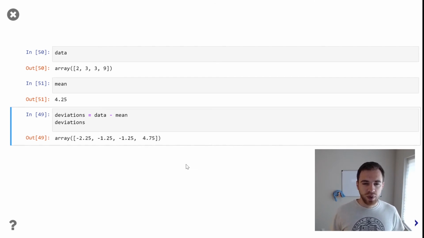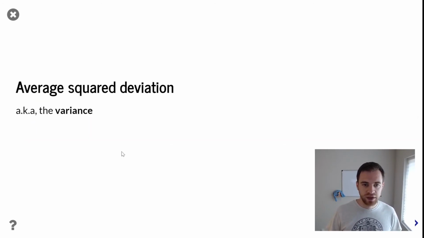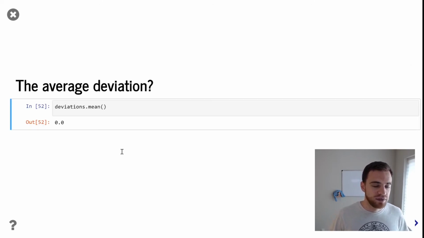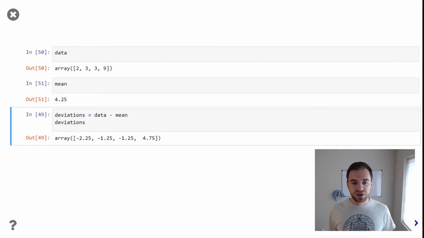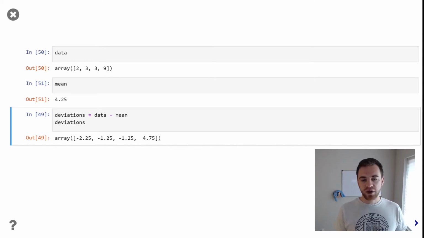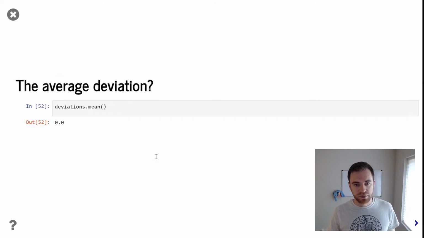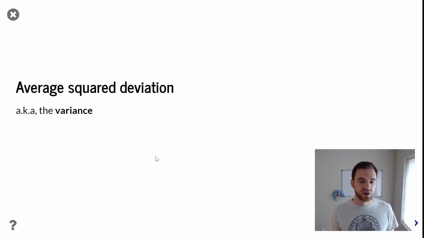So what do we do? Well, I don't really care whether I'm to the left or to the right. I'm going to take the absolute value of the negatives, and that'll give me the absolute deviation. But it turns out that we don't actually do this that often. It's totally valid to do this. It turns out what we do instead is we square it. That'll get rid of the negative sign as well, but it gives us a different number called the variance. So I'm going to find the average squared deviation.